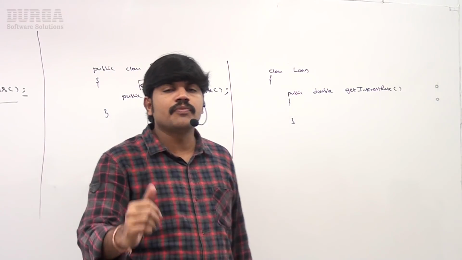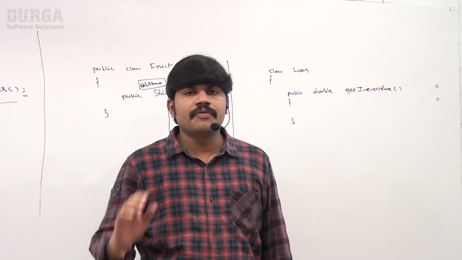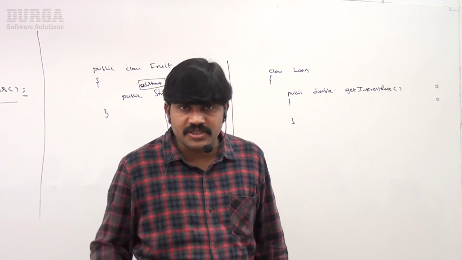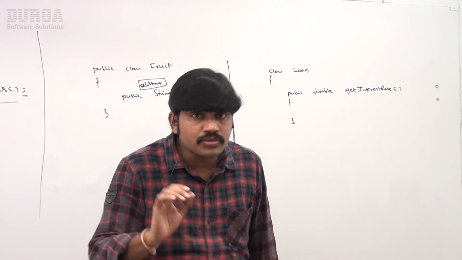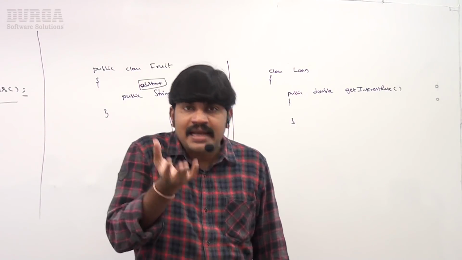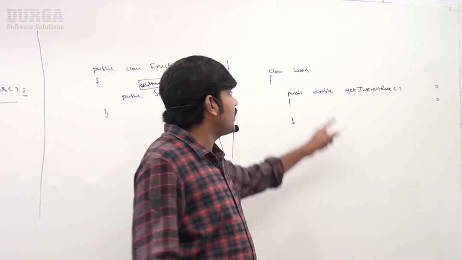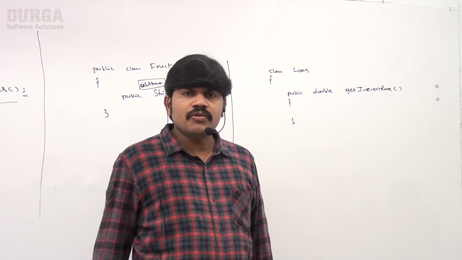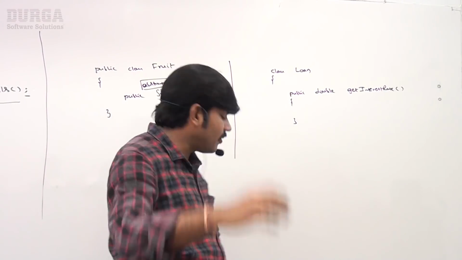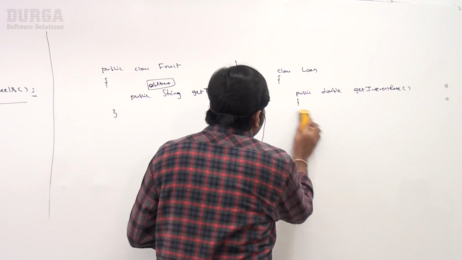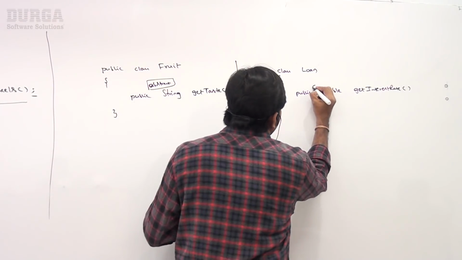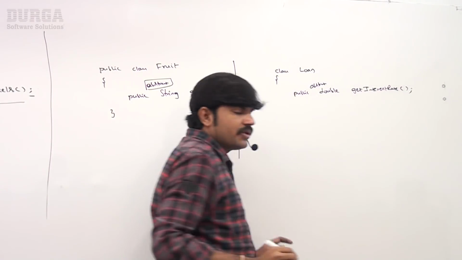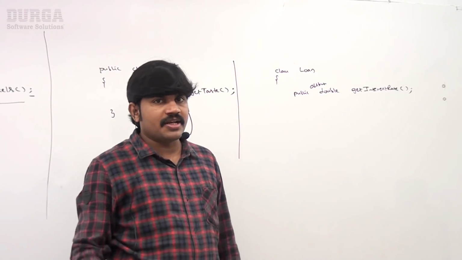Which loan? If it is a personal loan, 15%. If it is the car loan, 12%. If it is the house loan, 8.5. Something like the interest rate, you can't tell at the Loan level. It varies from loan type to loan type. Sir, we don't know about implementation. No problem. Happily, you can declare this method with abstract, and compulsorily this method should end with the semicolon. Everyone able to understand, right?